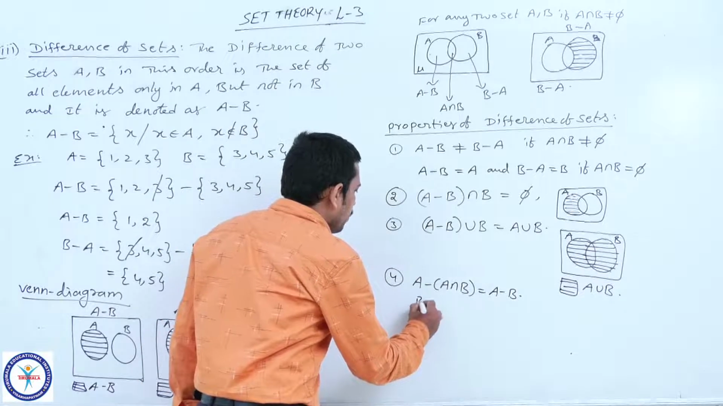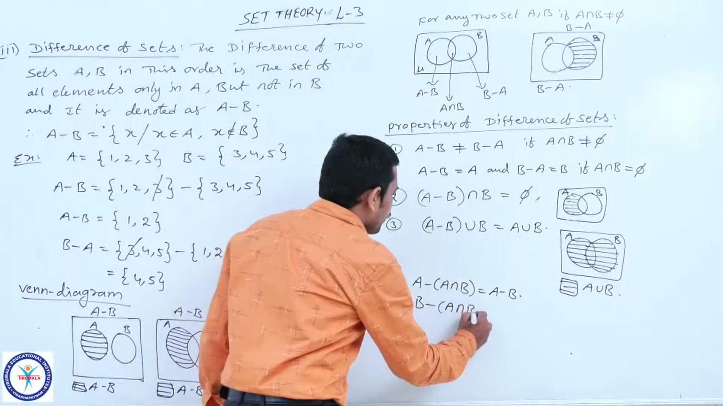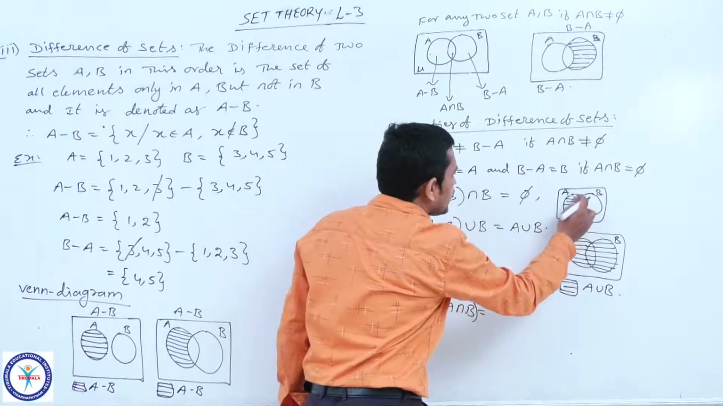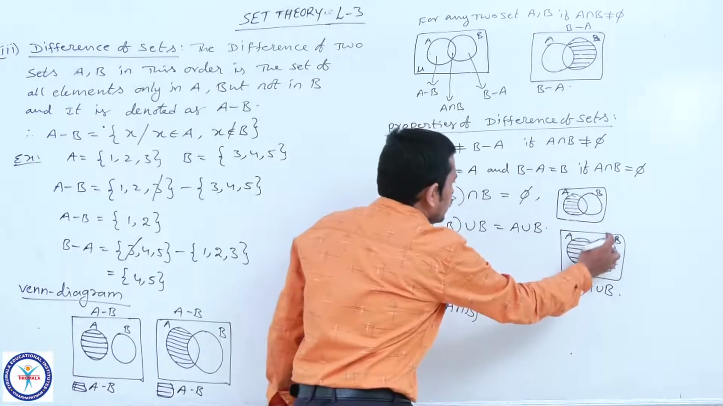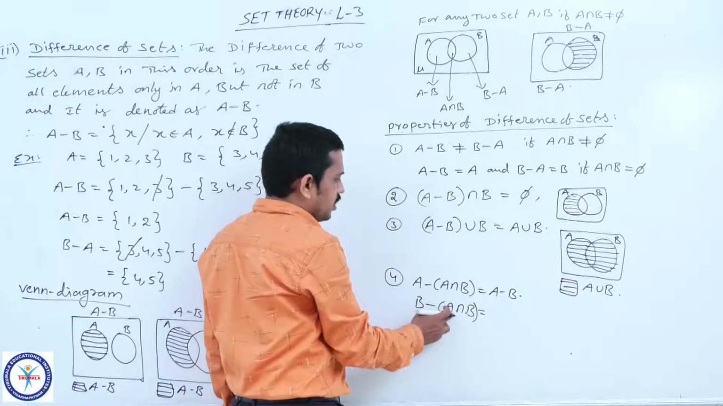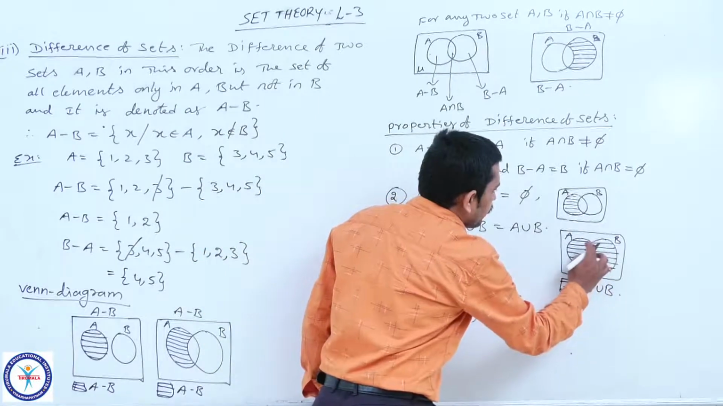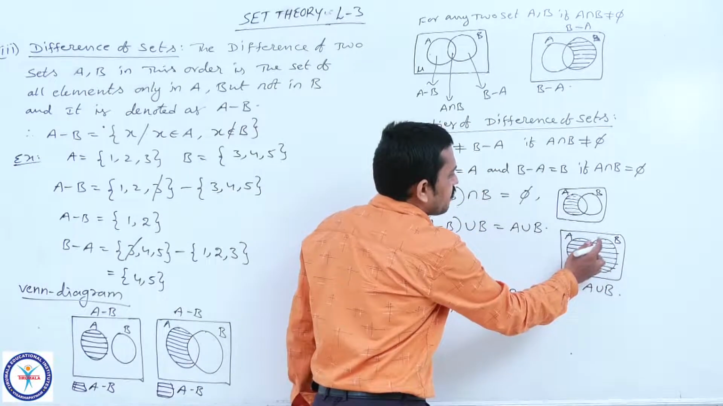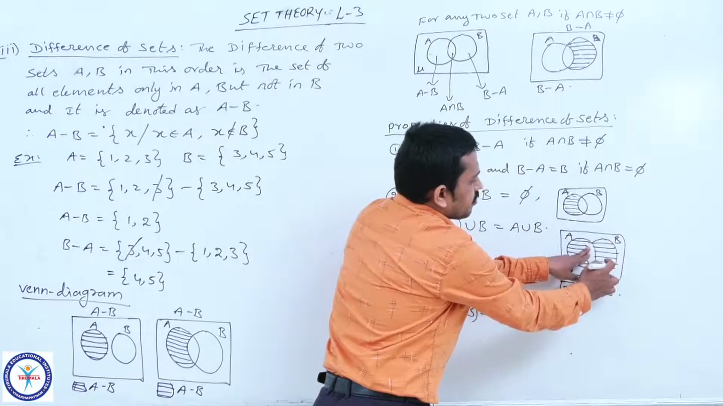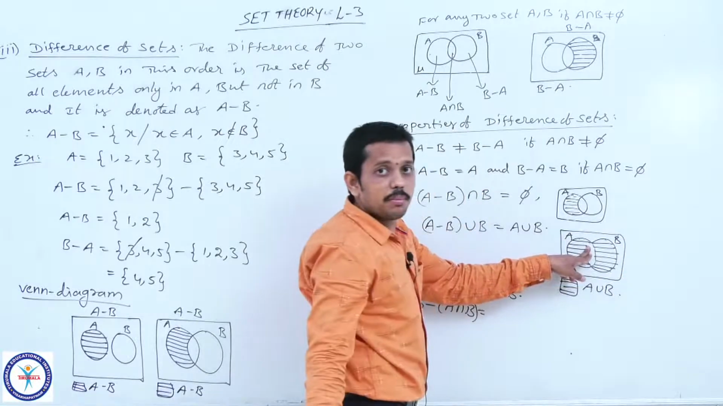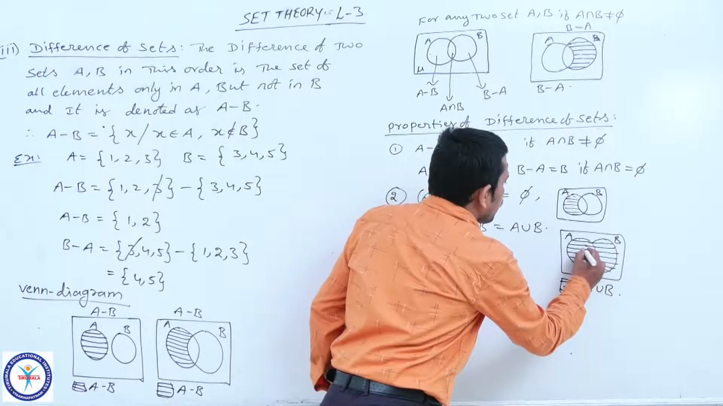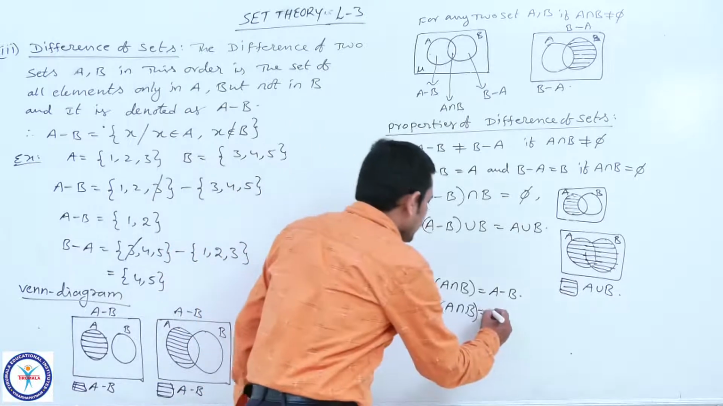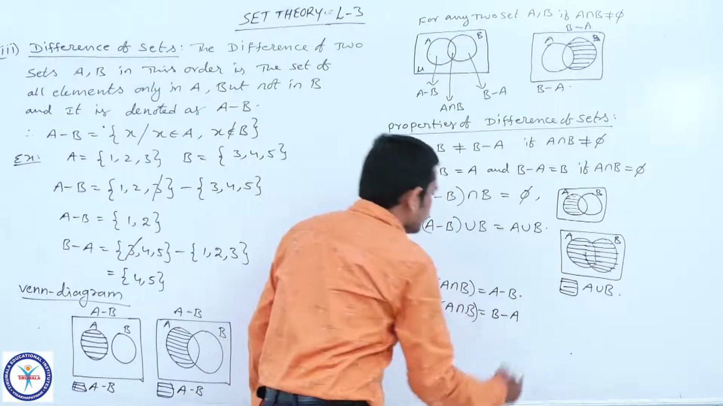Similarly, what is B minus A intersection B? This is the set B, and from it we exclude A intersection B. From set B we exclude this region, then we have only this shaded region, which is nothing but B minus A. Therefore B minus A intersection B is equal to B minus A.